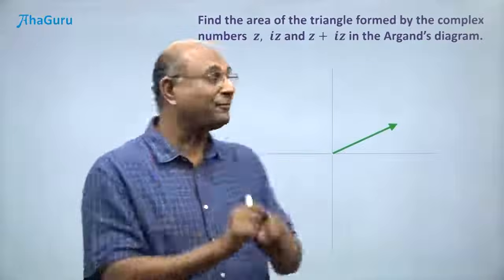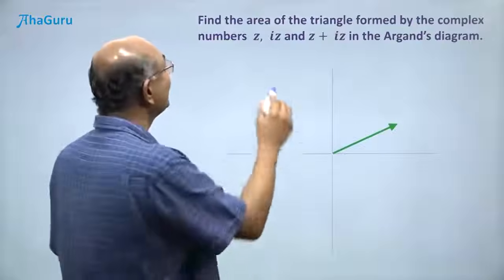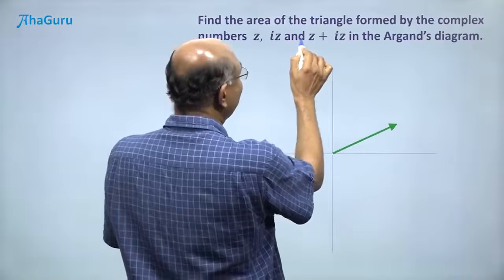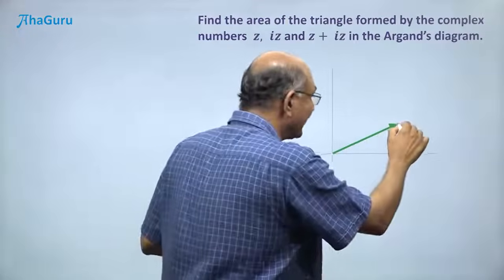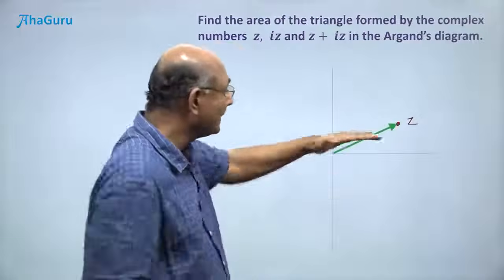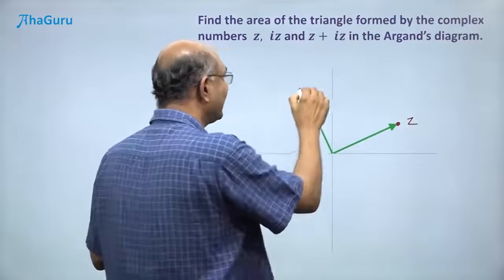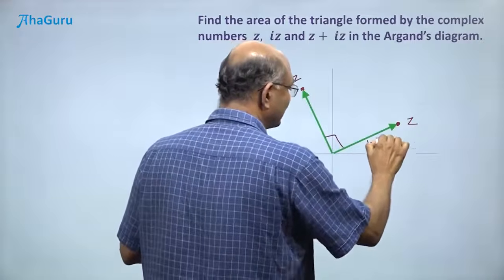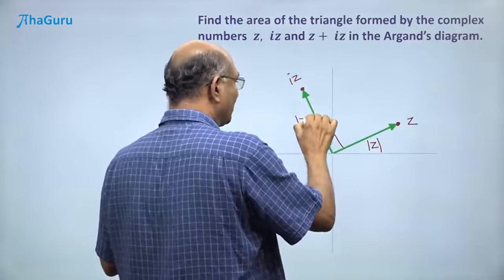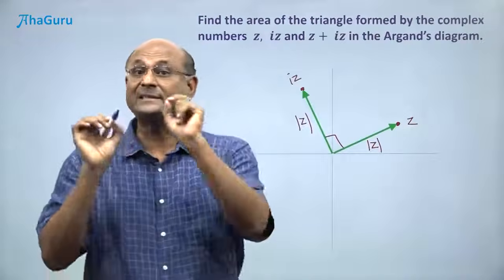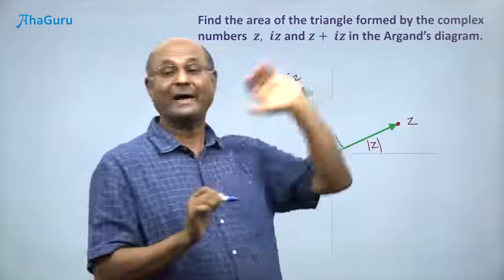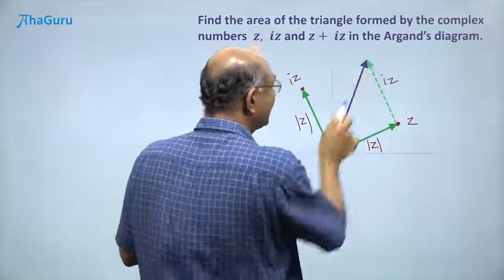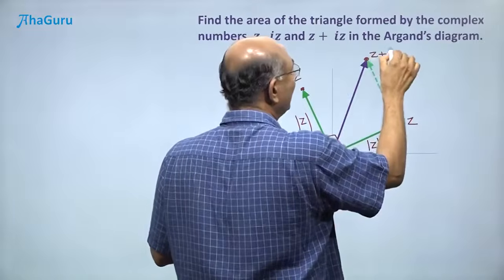So let us now use the 3 facts to solve this question in 10 seconds. We want to find the area of the triangle and the complex numbers are z, iz and z plus iz. So let me say that this point was z. What is iz? It will be a 90 degree turn, right? So this is iz and this would be 90 degrees. You know that this length is modulus of z. This length is also modulus of z. And here I want to find z plus iz. For that I will move iz that way. So this is z plus iz.